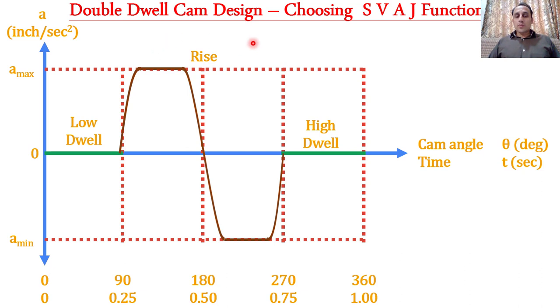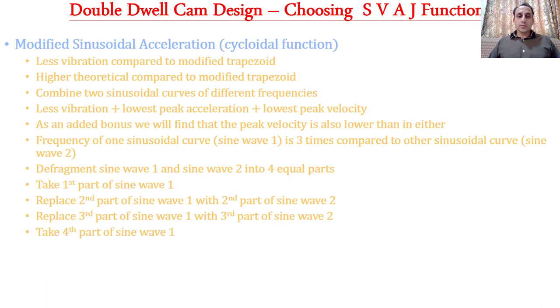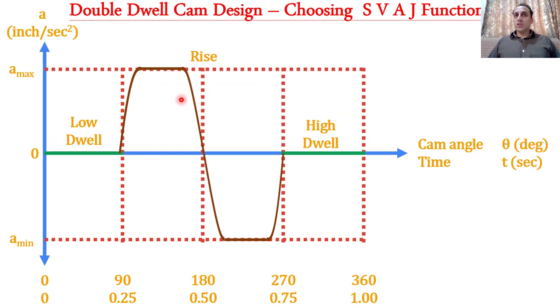So now we should look at the jerk function. What are the changes which we experience when we convert this trapezoidal into modified trapezoidal function? The jerk diagram will now be more smooth, and there will be no discontinuity, because now there is no abrupt change in the acceleration. Since there is no abrupt change, the jerk function will be more smooth and there will be no discontinuity, and there will be reduced vibration as compared to the simple trapezoidal function.